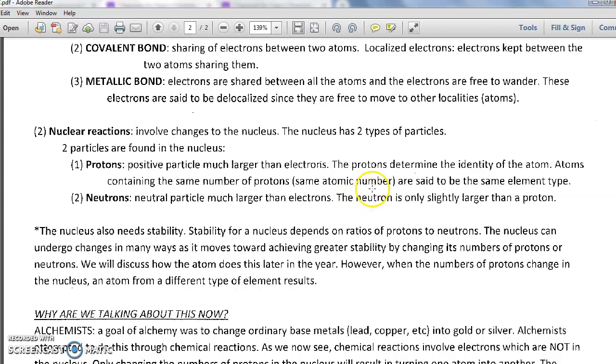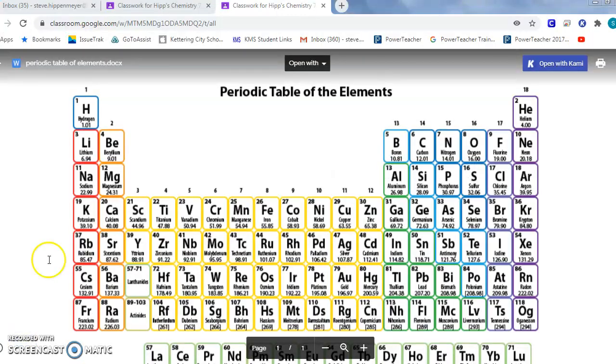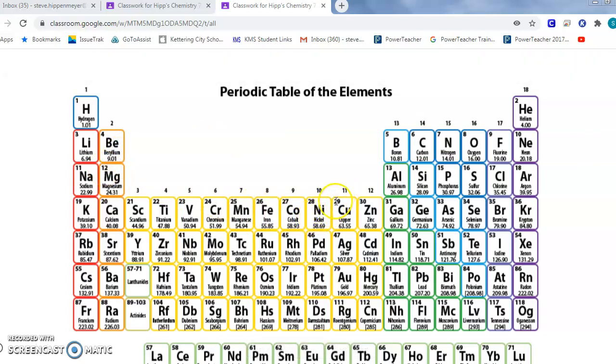If you look on the periodic table, you'll see the number of protons listed in the particular place on the periodic table. That is because that number of protons, called the atomic number, identifies that element. Here we're looking at a periodic table of elements. The number here in the upper left-hand corner is the atomic number. That's the number of protons an element has. So, copper has 29 protons. Lead has 82 protons. Gold has 79 protons.